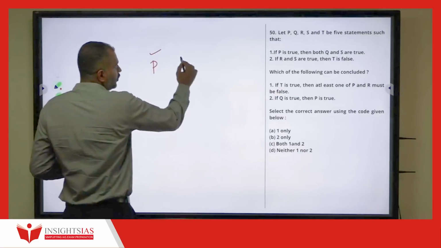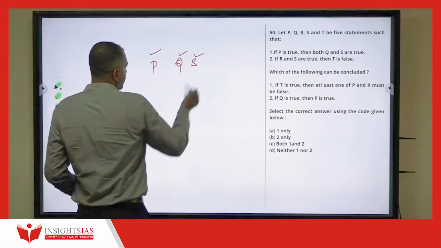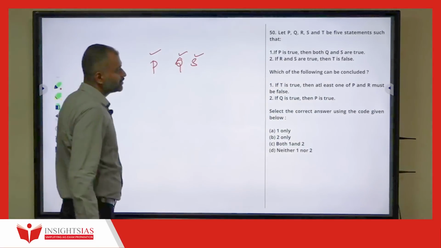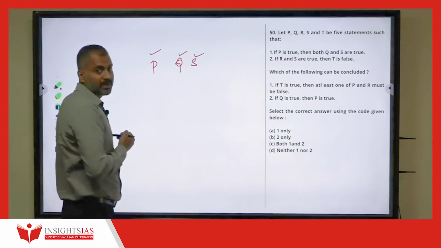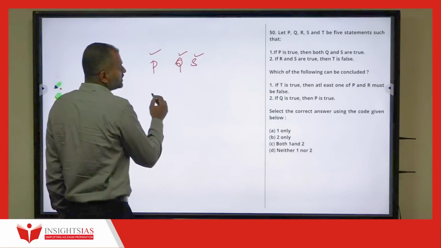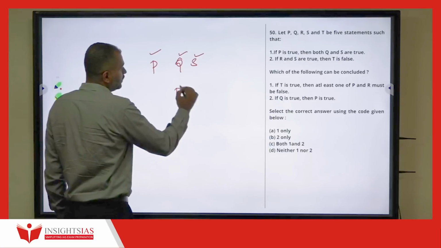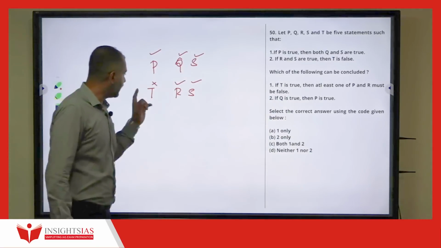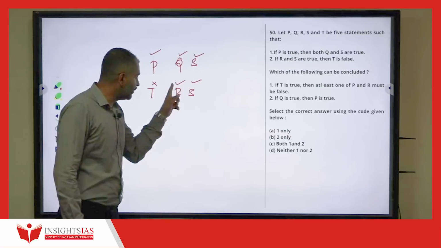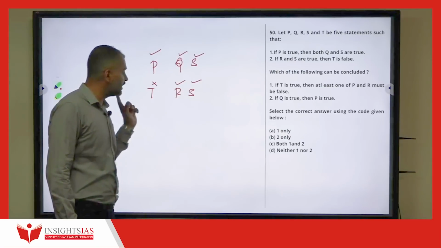If P is true, both Q and S are true. See, P will be true only when Q and S both are true. If Q is false, or S is false, or both are false, in that case P is not true. If R and S are true, then T is false. See, for T to get false, these 2 have to be true. If any one of these is true, or both are true, then this changes.